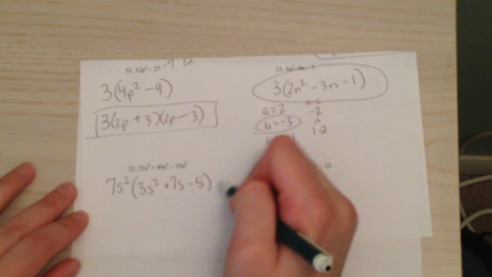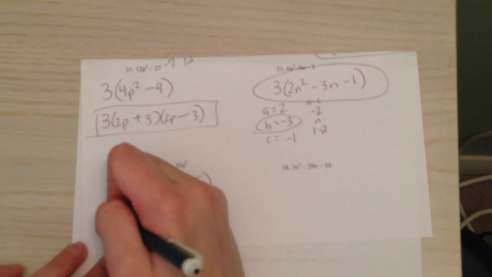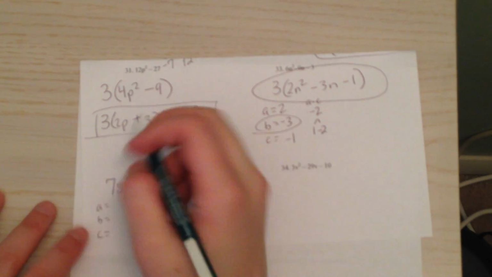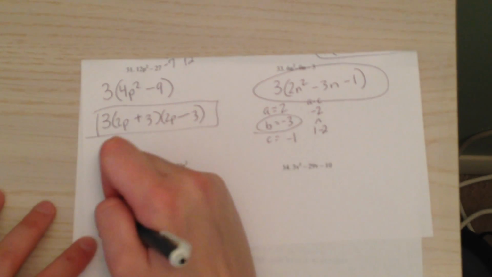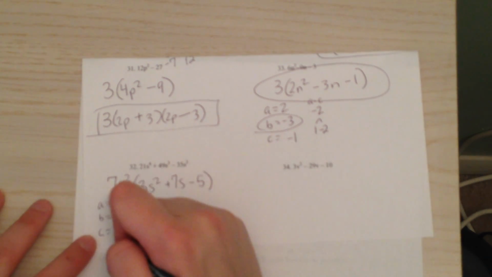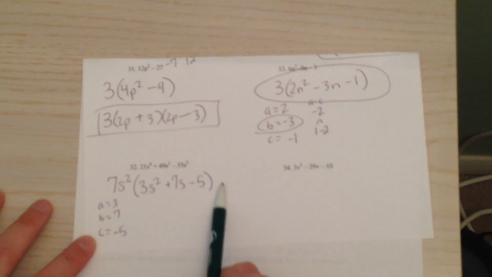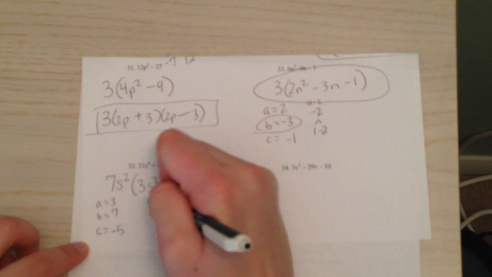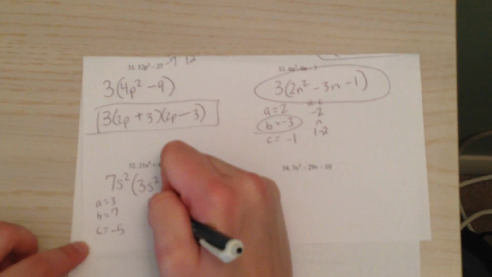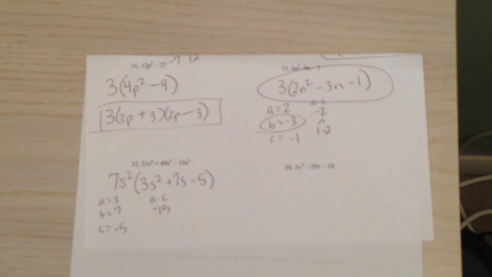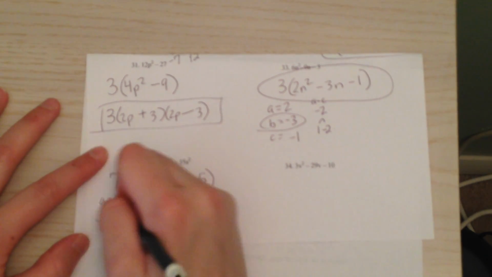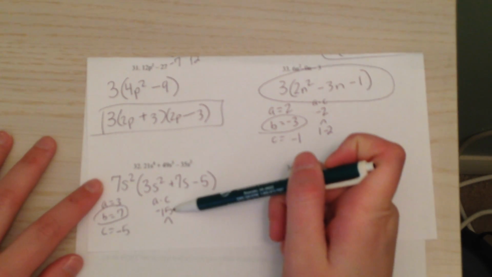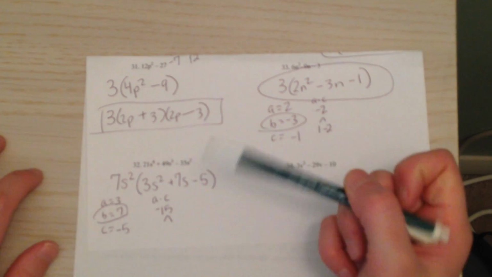Now we need to keep trying to factor this trinomial. So I want my a, my b, and my c. So my a is 3, my b is 7, and my c is negative 5. So I'm getting those numbers from my coefficients from my trinomial. So I'm going to multiply my a and my c together. That's negative 15. That was 3 times negative 5. And I need two things to multiply to the negative 15, but add to the 7 right here.